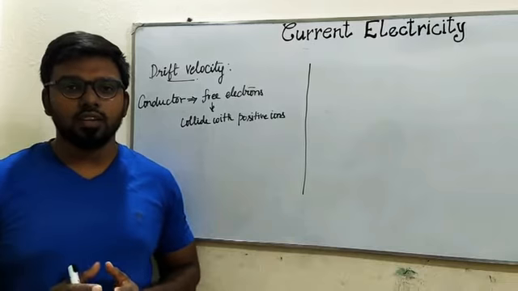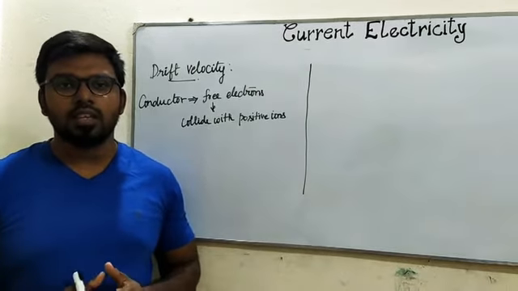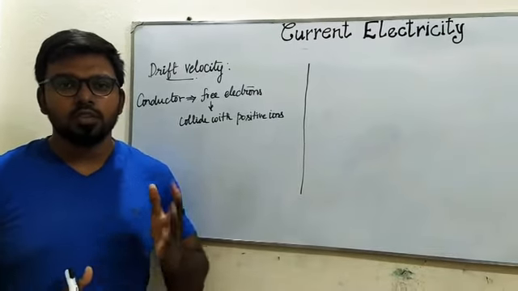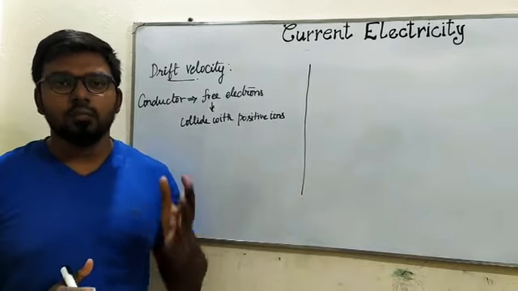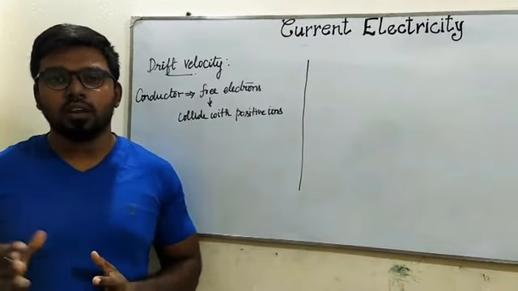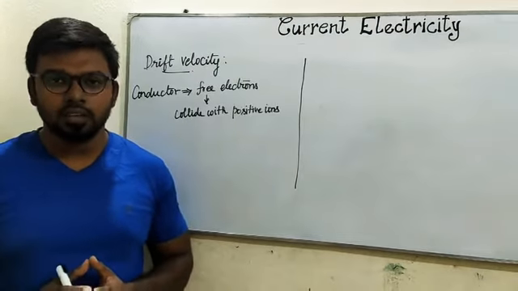Conductors have free electrons, and they move randomly inside it. As they are in random motion, they repeatedly collide with the positive ions inside the conductor. So we can say that the number of electrons moving in one direction is equal to the number of electrons moving in the other direction, which results in no current.